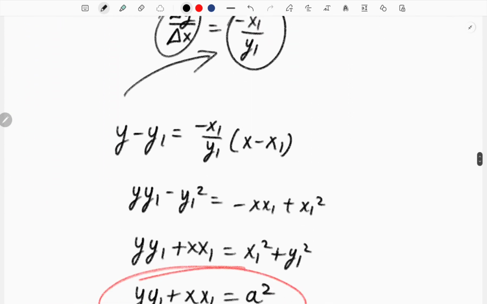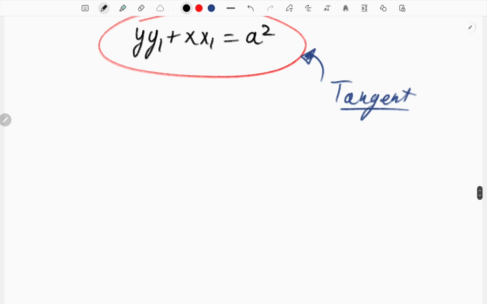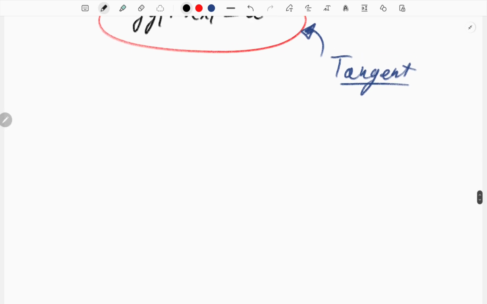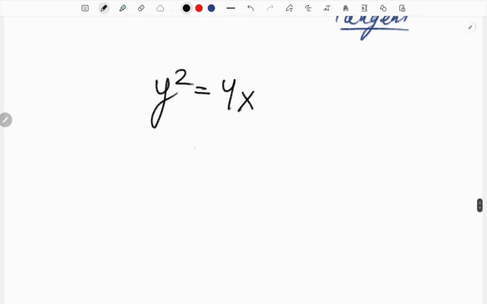So yeah, I hope you guys learned something new, and as an exercise, tell me the tangent to this curve, parabola, at a point x1, y1.